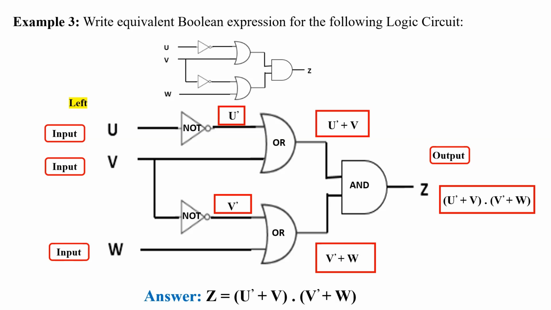Again, look at the left side of the picture, where the inputs of the variables v and w are given. Here, NOT gate is given for input v, so v becomes v complement. Now, OR gate is given, so we obtain the expression v complement plus w. Finally, we combine u complement plus v and v complement plus w with AND operator to obtain the final expression z equals u complement plus v dot v complement plus w.